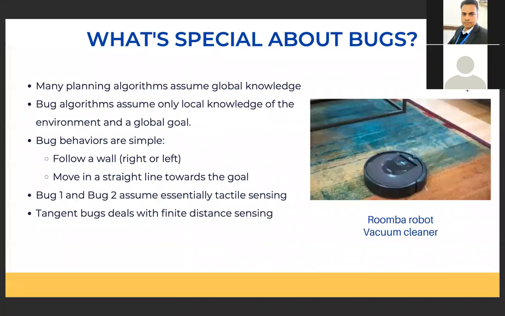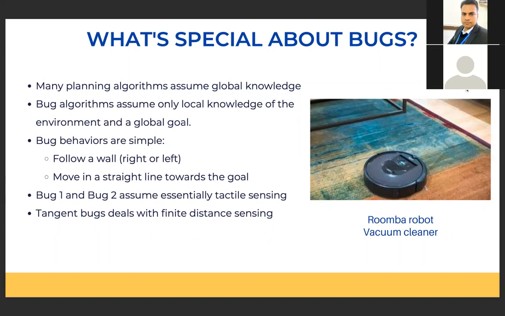So let's look at what's special about bugs, right? So we know that most of the planning algorithms that we have, planning is going from point A to point B. They assume a global knowledge in the sense that the robot has the idea of the entire environment it is navigating. It knows the exact precise position of all the obstacles, all the walls in the environment. So we are not assuming any global knowledge here. In the bug algorithms, we are assuming only local knowledge. We only know our current location at time t, and we know the location of the goal where we want to reach. And the goal is a global goal.